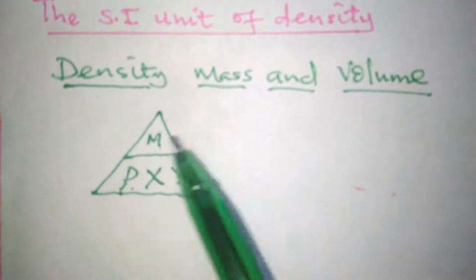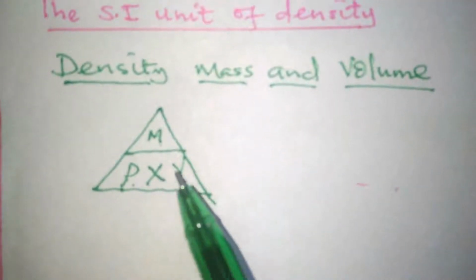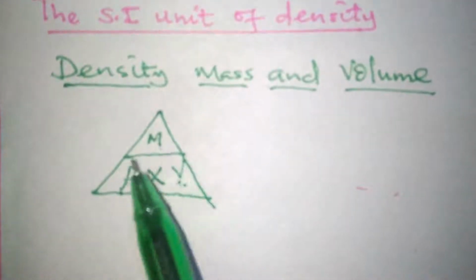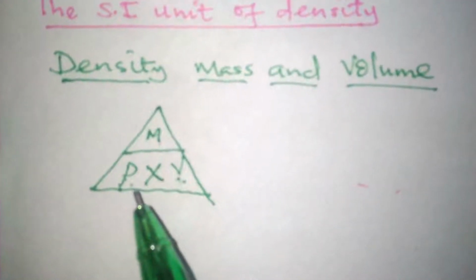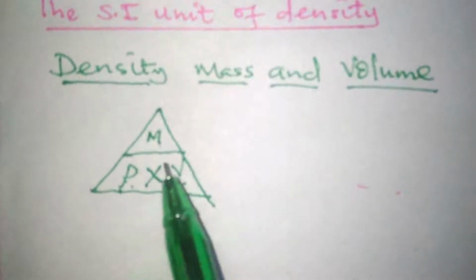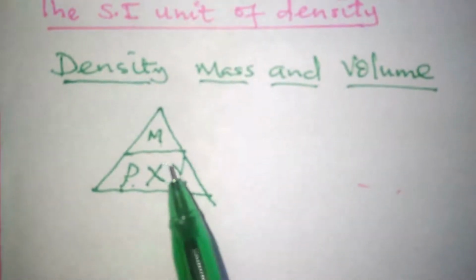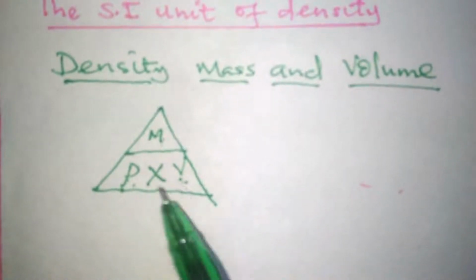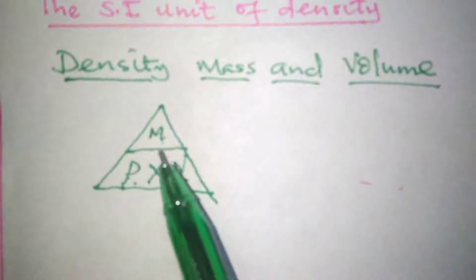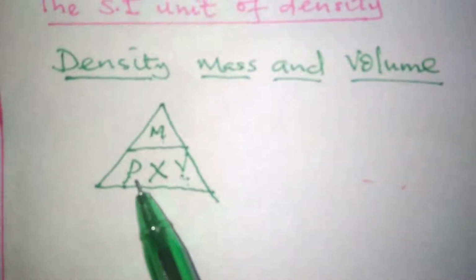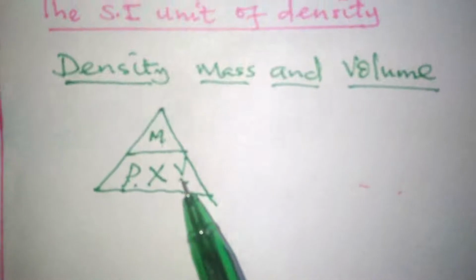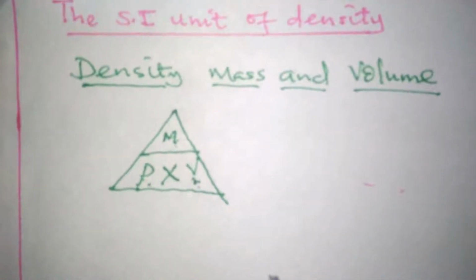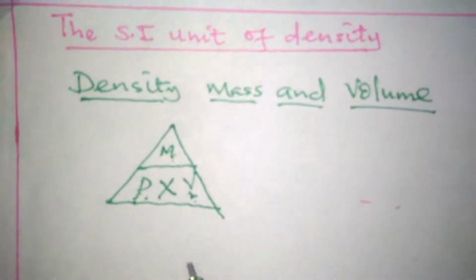Now, the formula triangle will help you to be able to memorize the formula for density and all these relationships. For instance, if I have density and I have the volume, I can get mass. If I have the mass and I have the volume, I can get density. And if I have mass and density, I can get the volume. Now, we want to actually talk about the SI unit of density.